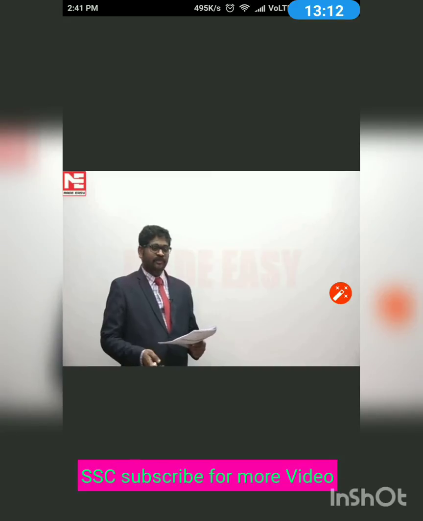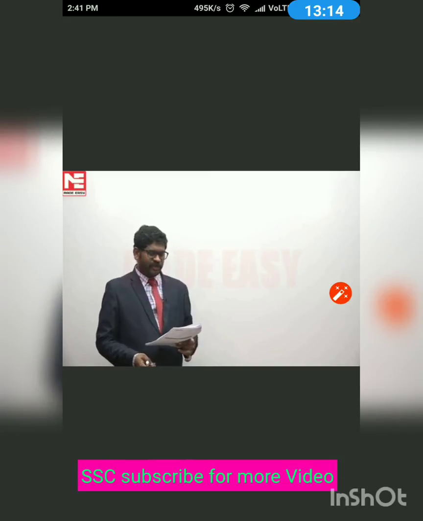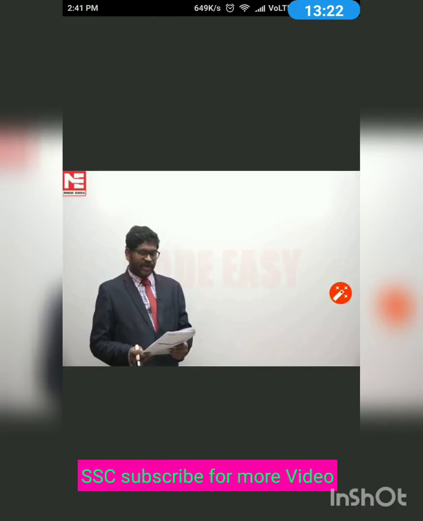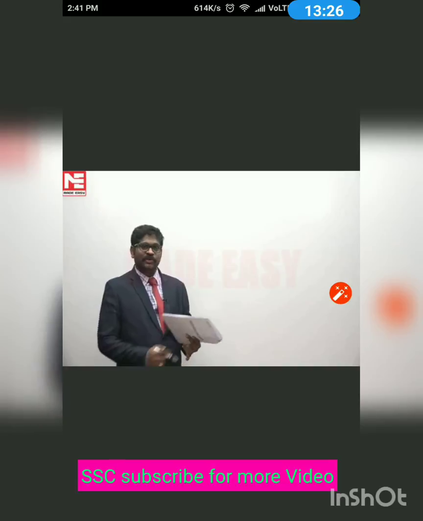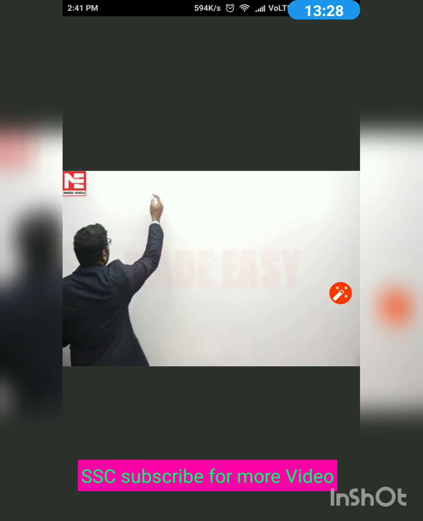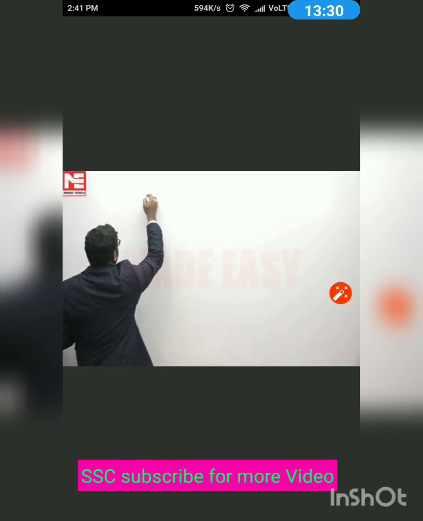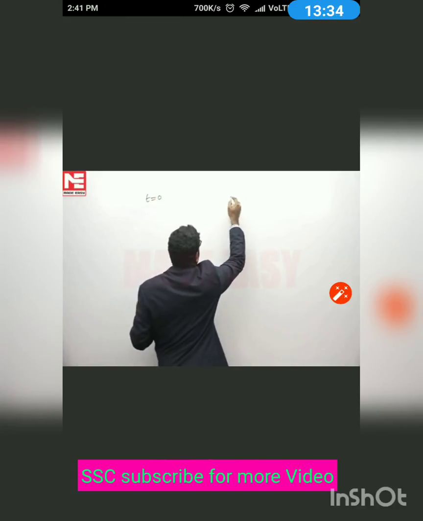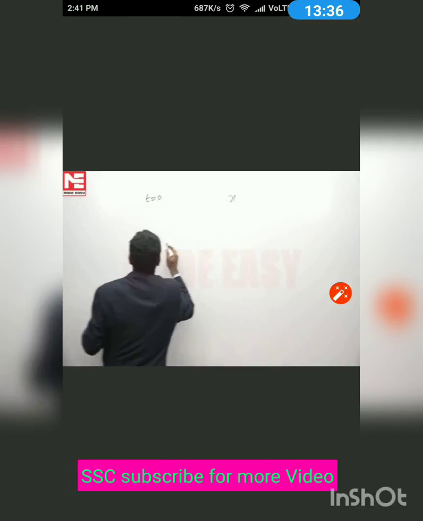In this problem, given that the radium decomposes at a rate proportional to the amount present, 10% of the original amount disappears in 50 years, then the amount remaining after 200 years will be dash percentage of original amount. Initially, when time t equal to 0, suppose the amount is x.